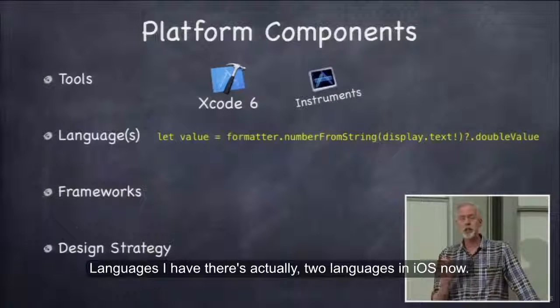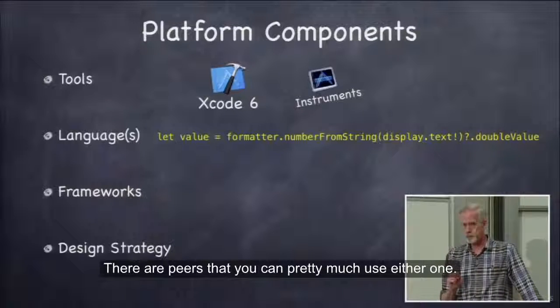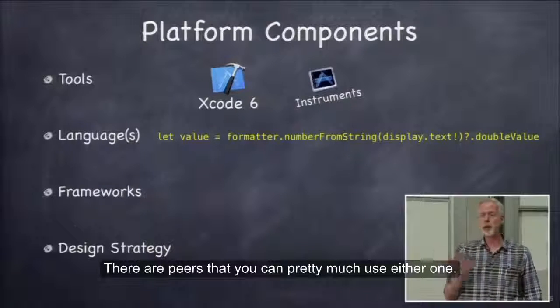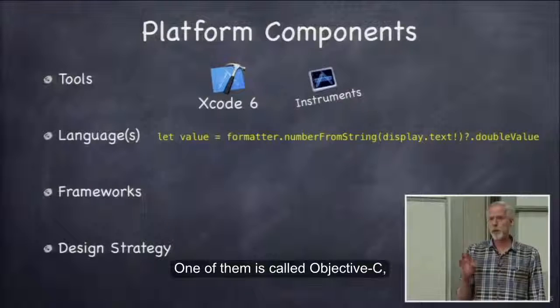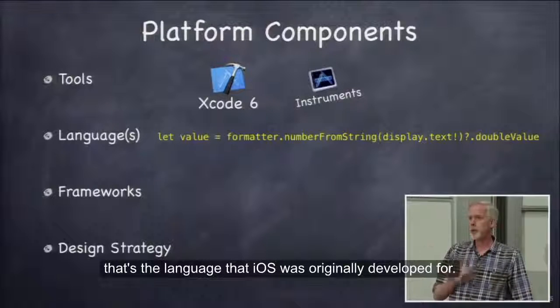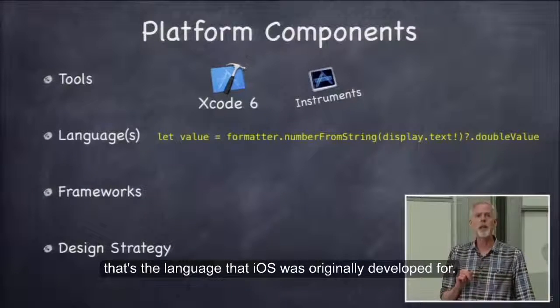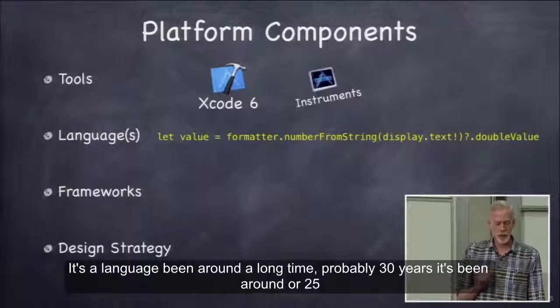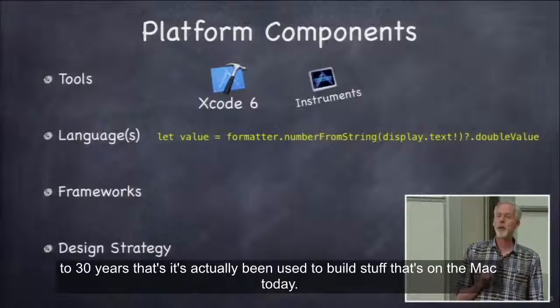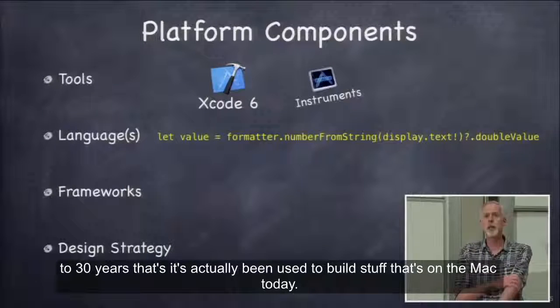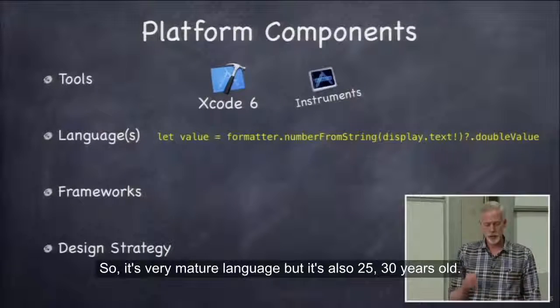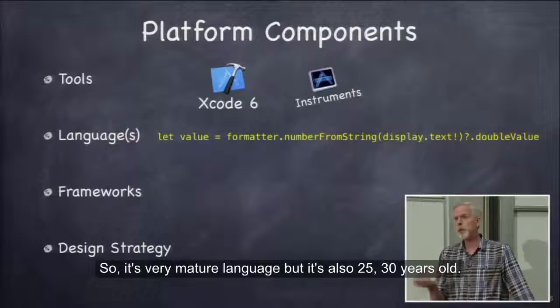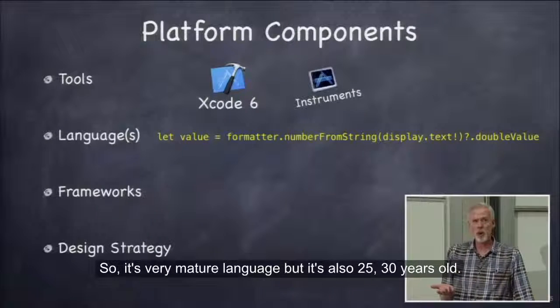As for languages, there are actually 2 languages in iOS now. They are peers. You can pretty much use either one. One of them is called Objective-C. That's the language that iOS was originally developed for. It's a language that's been around a long time, probably 25 to 30 years, and it's actually been used to build stuff that's on the Mac today. So it's a very mature language, but it is also 25, 30 years old.